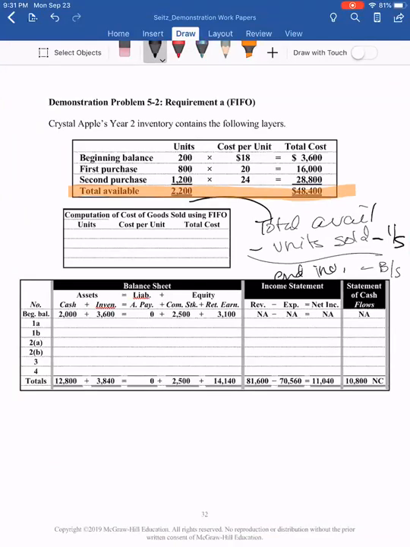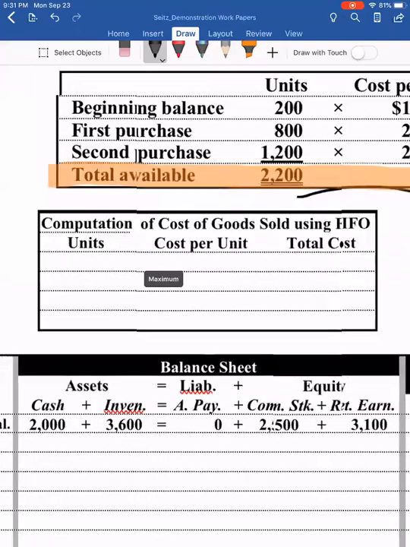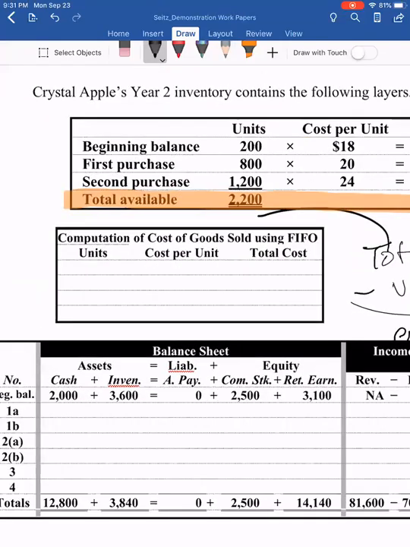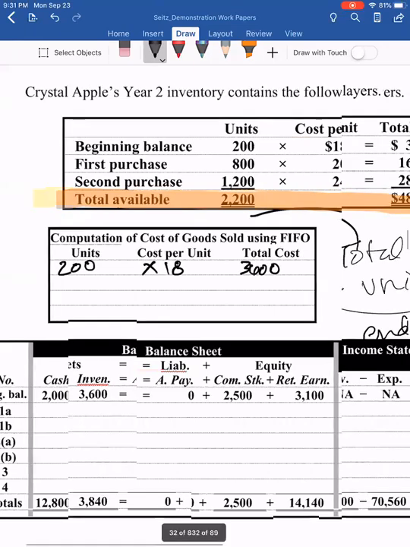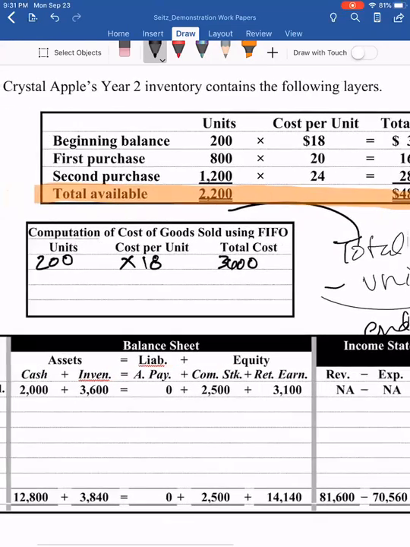All right, so let's start here with this computation. I'm going to start first in, first out. First meaning I'm going to start with the beginning balance. So first in, we had 200 units. The cost per unit is $18 per unit, so my total cost is $3,600. I'm just going to take all of those 200 units. Now I'm trying to get to the 2,040 units.